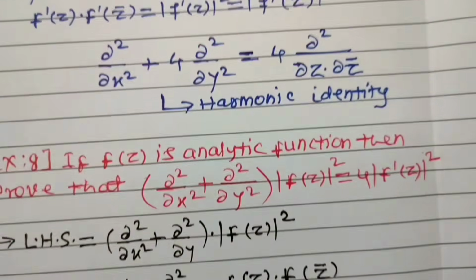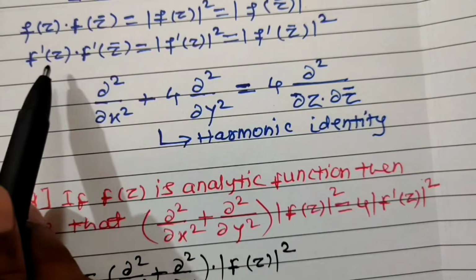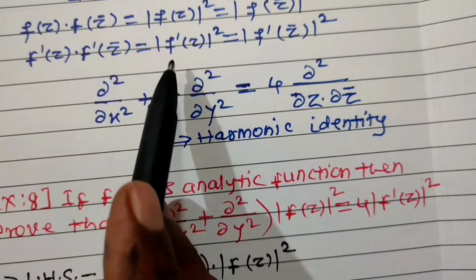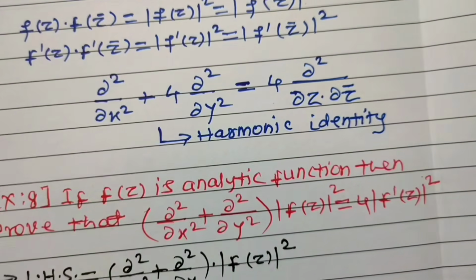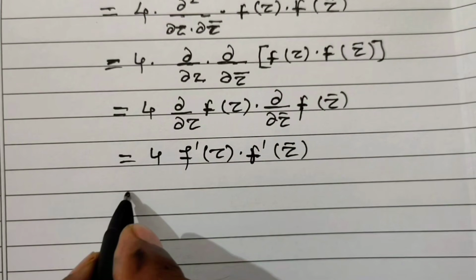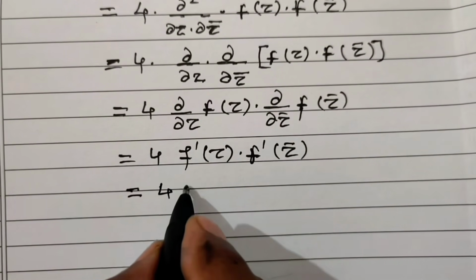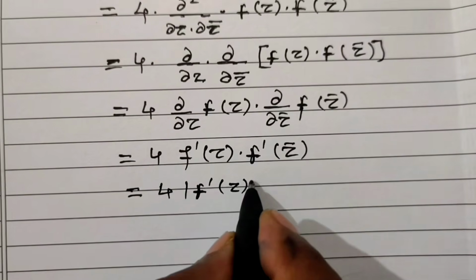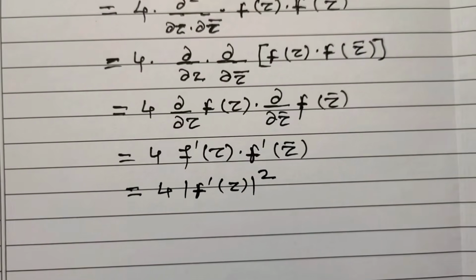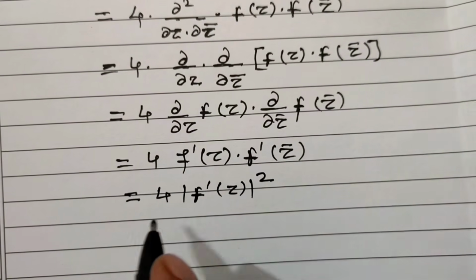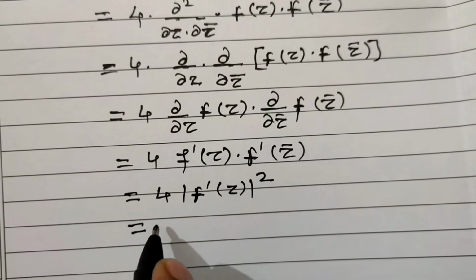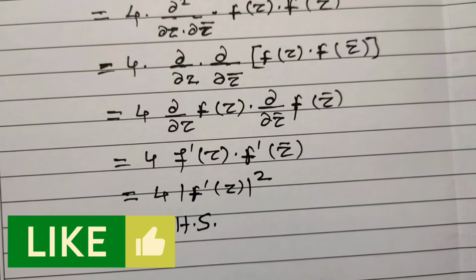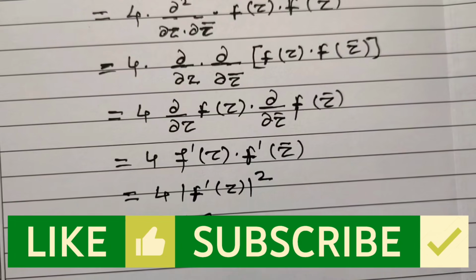But we know f'(z) into f'(z bar) is modulus of f'(z) squared. So we can write this is equal to 4 times modulus of f'(z) squared, which is the right hand side of the statement which we are proving. So in this way we can solve problems of type number 5.